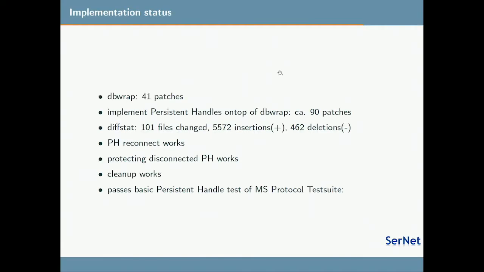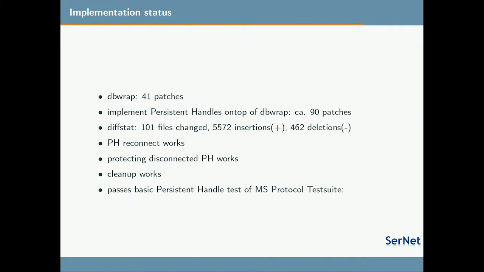So, summary of the implementation status. For dbrep, I'm currently at 41 patches. Implementing persistent handles on top of that, it's like 90 patches roughly. Diff-start is like 4,500 insertions and 400 deletions. It's not that big, but it's subtle. It's a lot of patches in different areas and hooking it up all together.